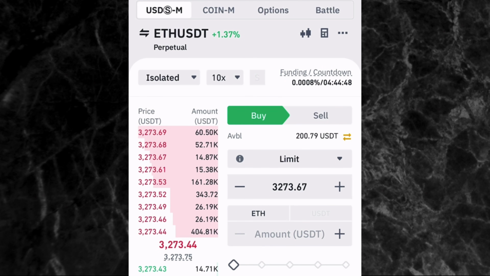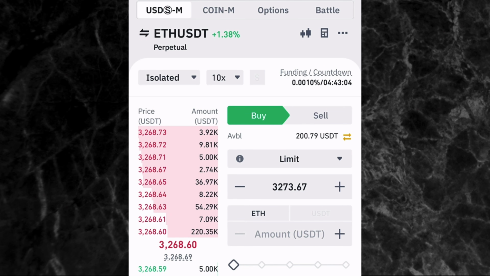But for Coin-M, you're actually using a cryptocurrency to trade. So you can use BTC, BNB, ETH, or any other cryptocurrency to trade. That's all the difference between the two. They are both futures trading. For this video, I'm going to be using the USDS-M futures, which means you are using your USDT to trade.